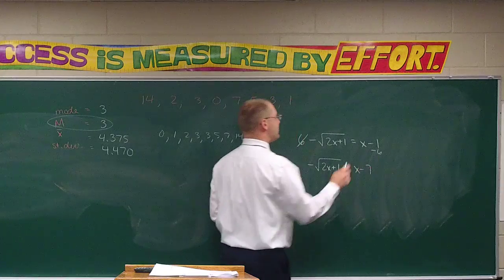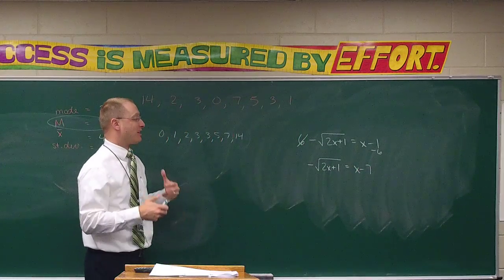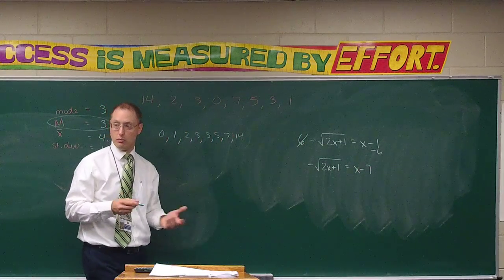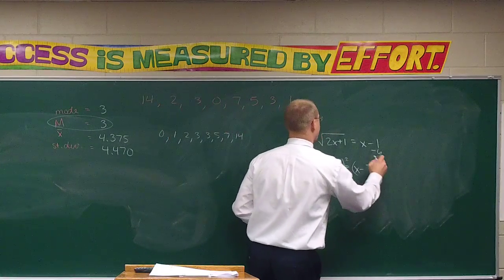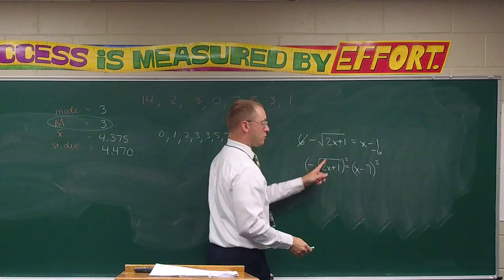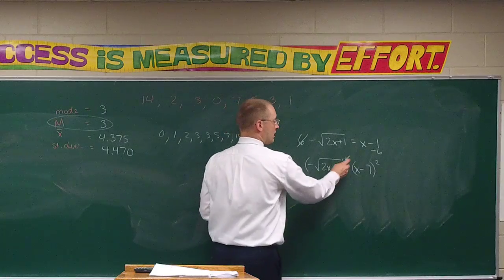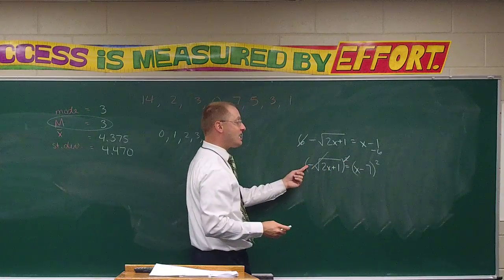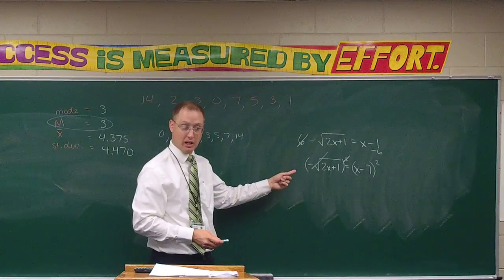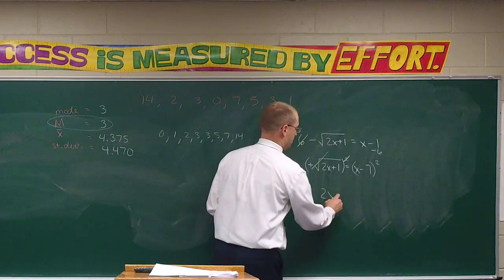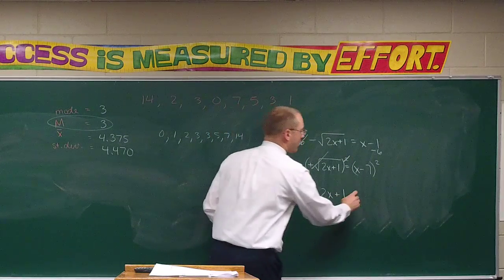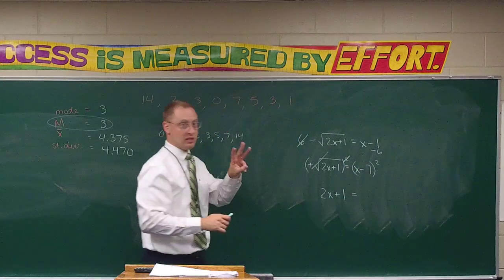x minus 7. Now that the radical is isolated, we want to get rid of the radical. How do you get rid of a square root? You do the opposite, you square. So we square both sides. Here the square root and the square are going to cancel, including this negative is going to cancel away, isn't it? Because a negative, when you square it, gives you a positive. So all I'm left with is 2x plus 1, the radicand. But over here, I'm squaring a binomial, 3 steps.